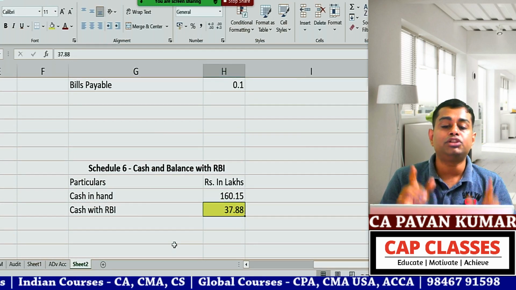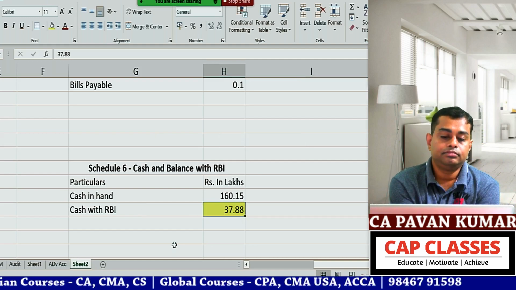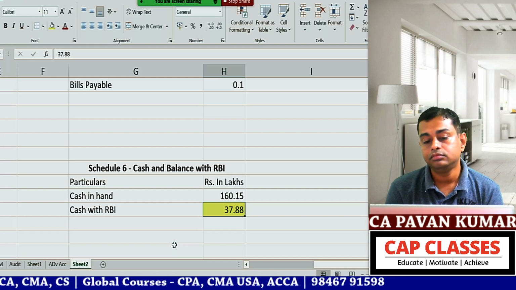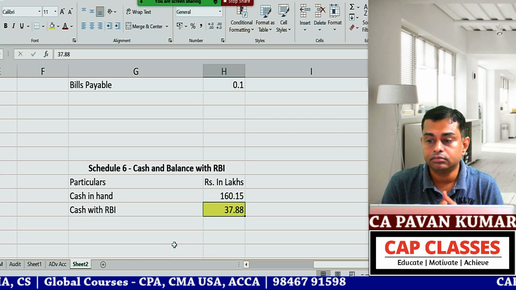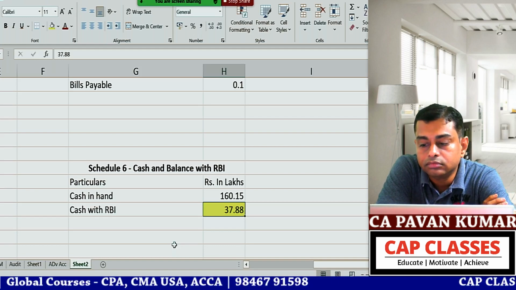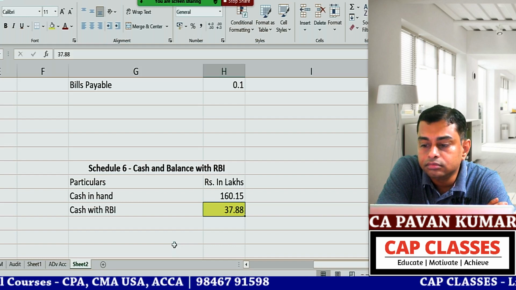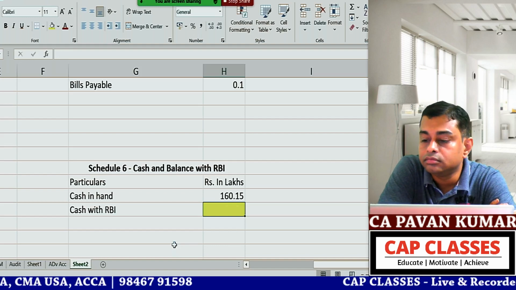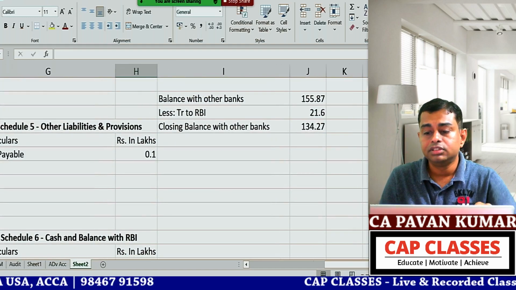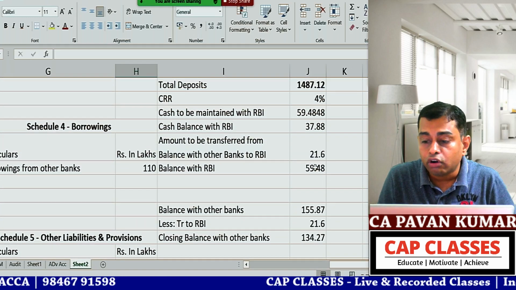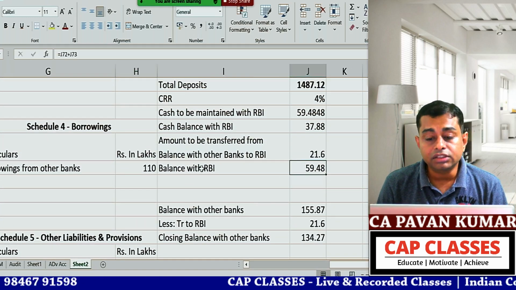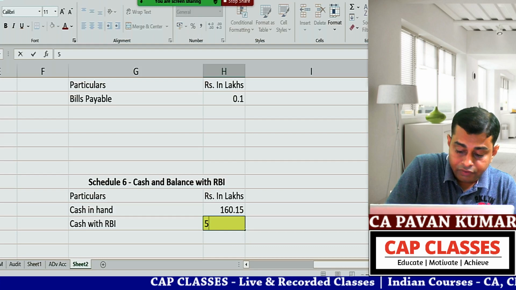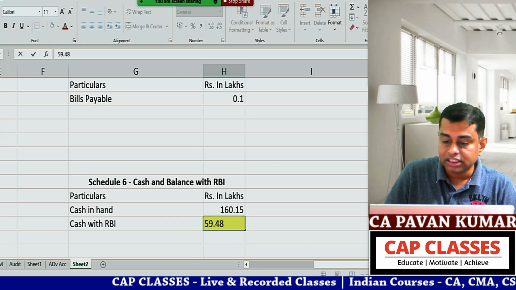Cash with RBI, how much should I write? You tell me. From working note 2. Hello, respond. Cash with RBI, how much should I write? Tell me the amount in the chat box. Cash with RBI, how much? 59.48. Balance with RBI should be 59.48. So we'll write 59.48 here. This is from working note 2.